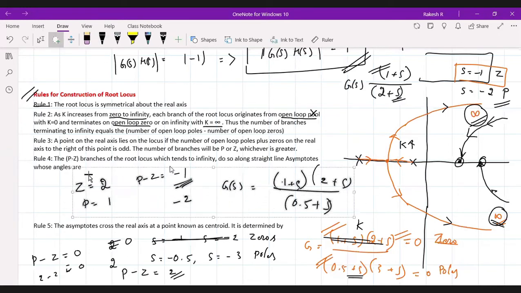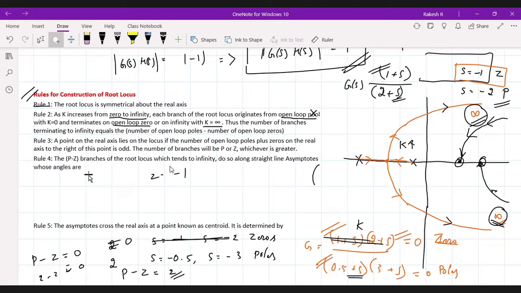Sir, one doubt, sir. Yeah. According to rule number 1, the root locus is always symmetrical about the real axis, but in that case, p minus z is equal to minus 1. It is not symmetrical. See, p minus z is minus 1 means it is not symmetrical.